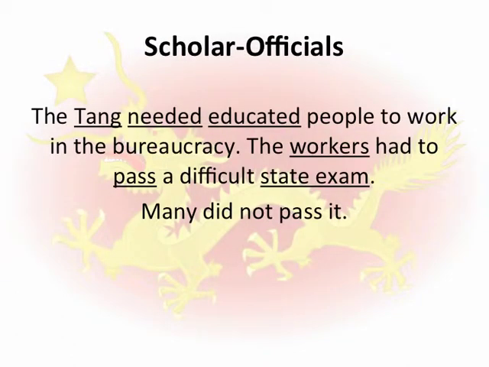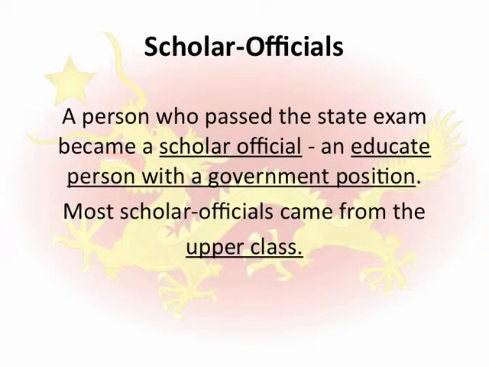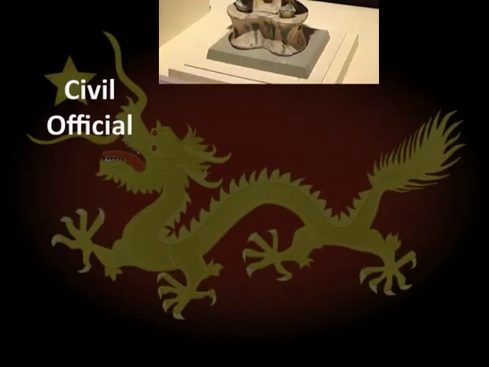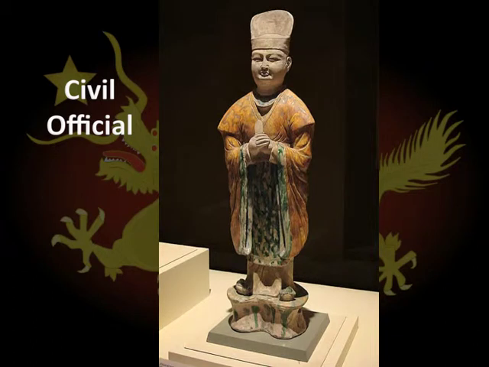Under the Tang dynasty, they had educated people in the form of scholar officials. They needed them to work in this bureaucracy. Most of these workers had to pass a very difficult state exam, and unfortunately, many of them did not pass it. Those who passed the state exam became scholar officials. A scholar official is an educated person who had a government position. Most of the scholar officials came from the upper class. Here is a sculpture of a civil official from the Tang dynasty.